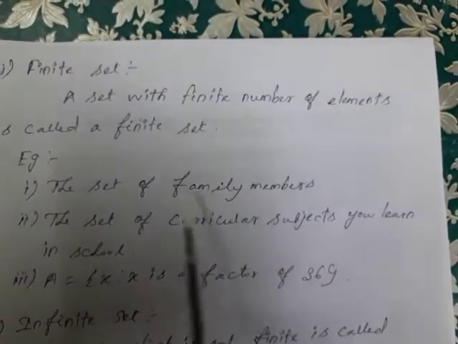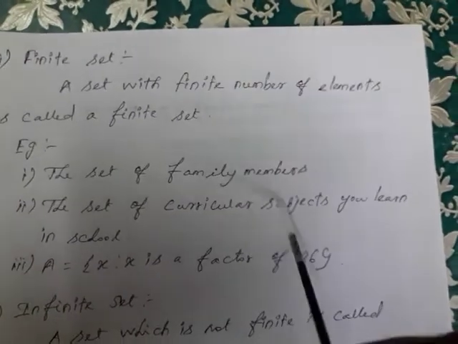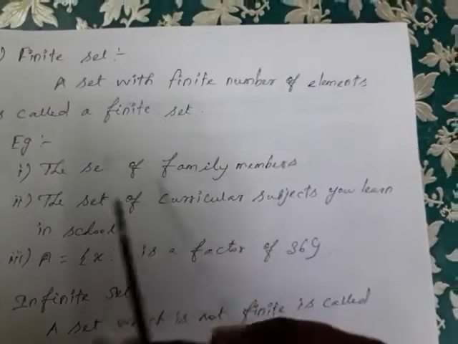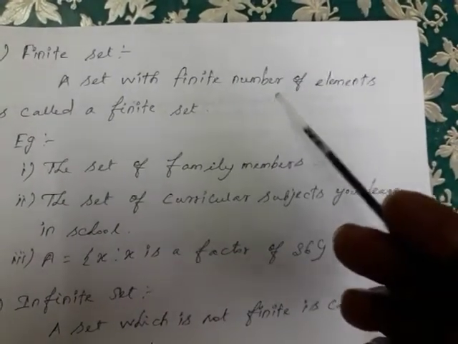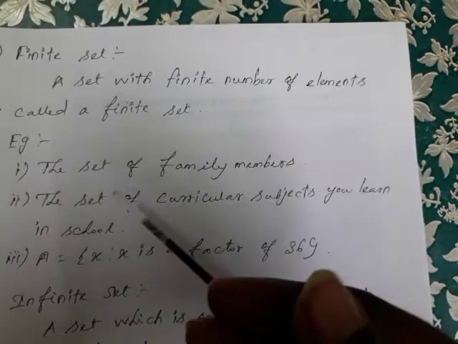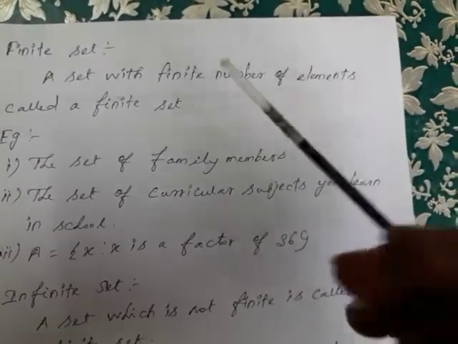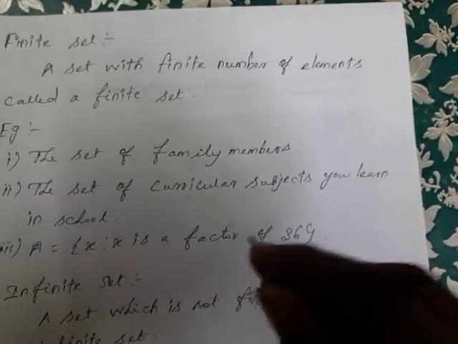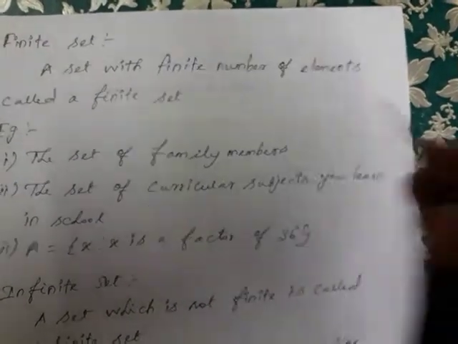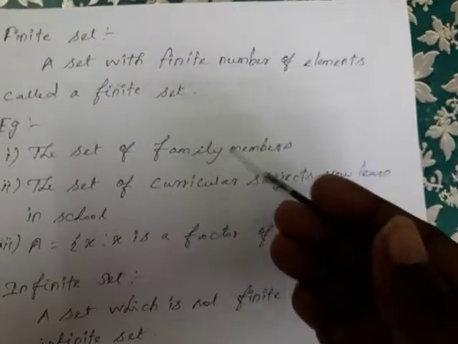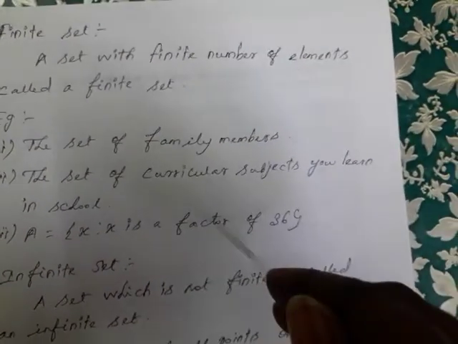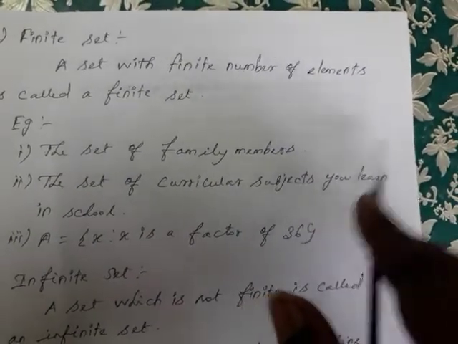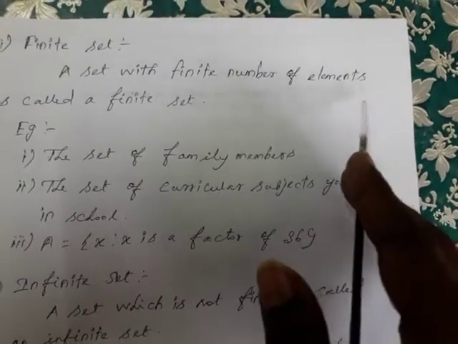For example, the set of family members is finite. Listen: one family has father, mother, children, that's all. Or father, mother, children, grandfather, grandmother, that's all. So it's possible to find out the values. One family may have 4 members, 6 members, 8 members. So it's possible to count the values, which is called a finite number of elements.